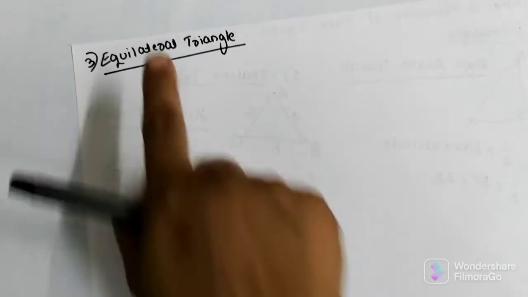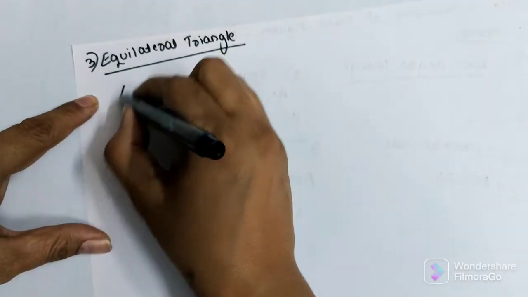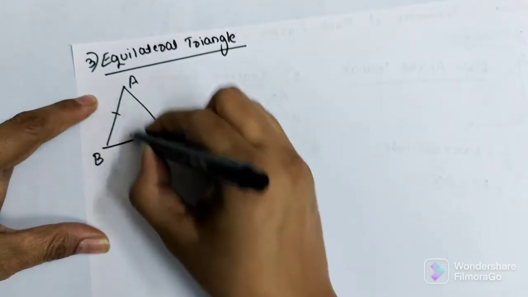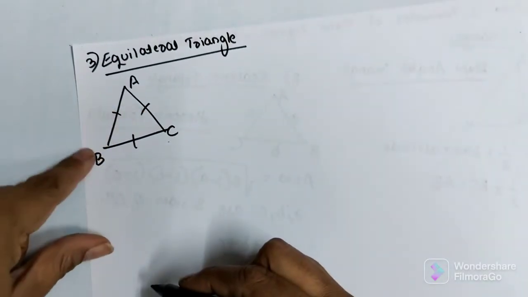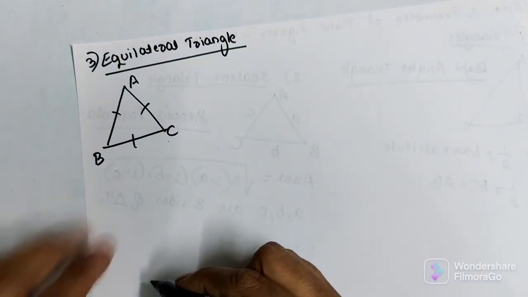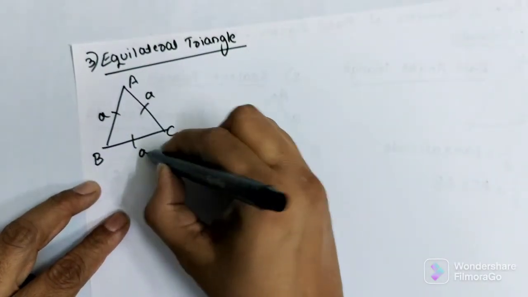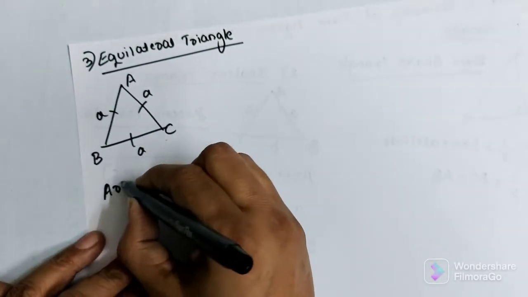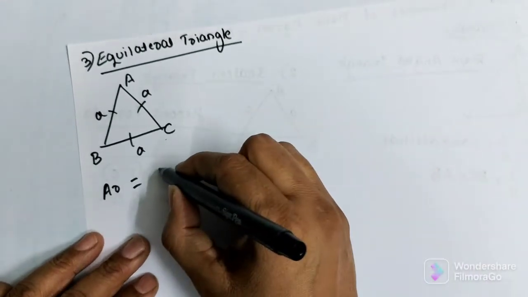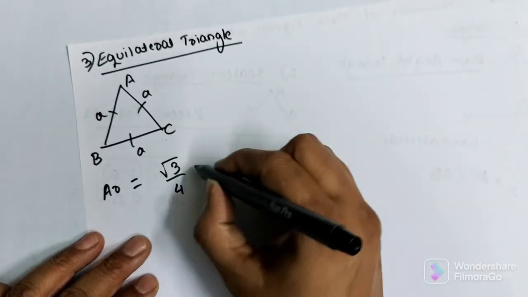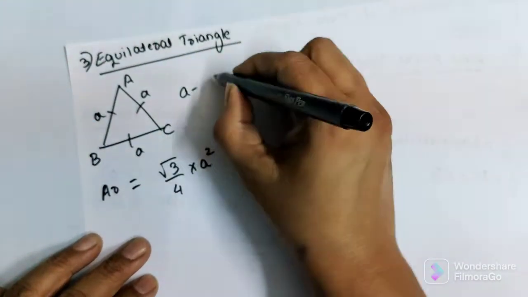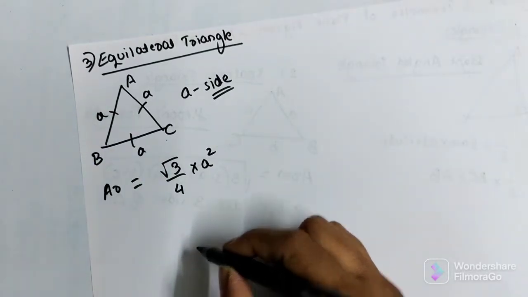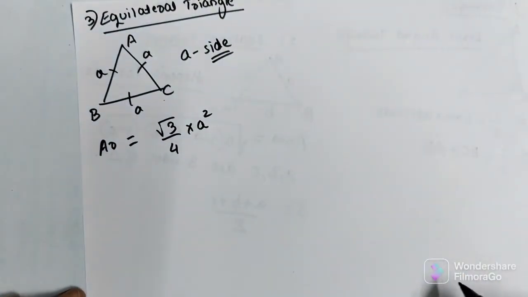Now coming to the third type of triangle, the equilateral triangle. The equilateral triangle definition is that all the sides of the triangle are equal to each other. So AB, BC and CA, all the three sides of this triangle are equal. If I call them A and A, they are all the same, right? So now how do we find the area of an equilateral triangle? There is a formula, which is root 3 upon 4 into A square, where A is the side of that triangle. You know that in an equilateral triangle all sides are equal, so A is just the same length for all the sides.